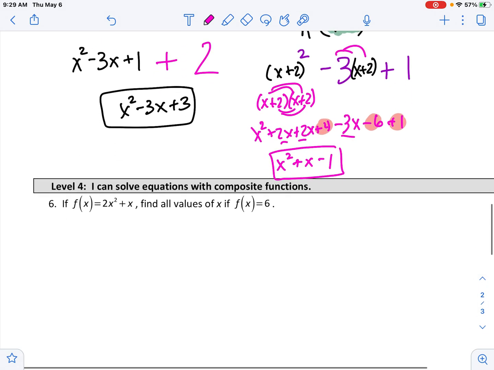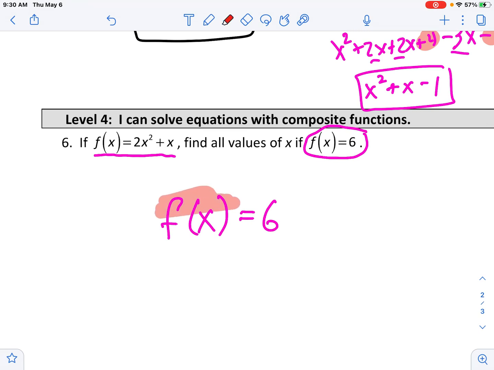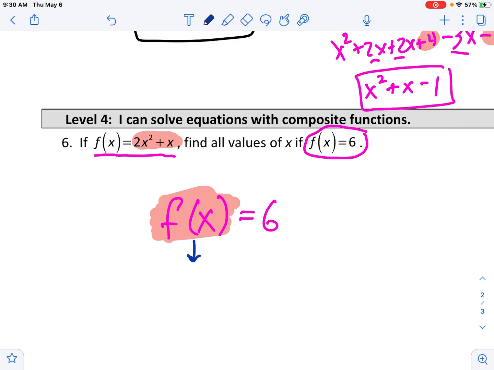All right, level 4 takes that one step further, okay? I want to say, okay, for this one, if f of x equals this, find all values such that f of x equals 6. So f of x is supposed to equal 6. Well, what is f of x really the same thing as? Isn't f of x this thing? So by using substitution technically, I am saying f of x, this is no composite function stuff. This is just a basic one first. This is just literally saying f of x, which is really 2x squared plus x, equals 6.